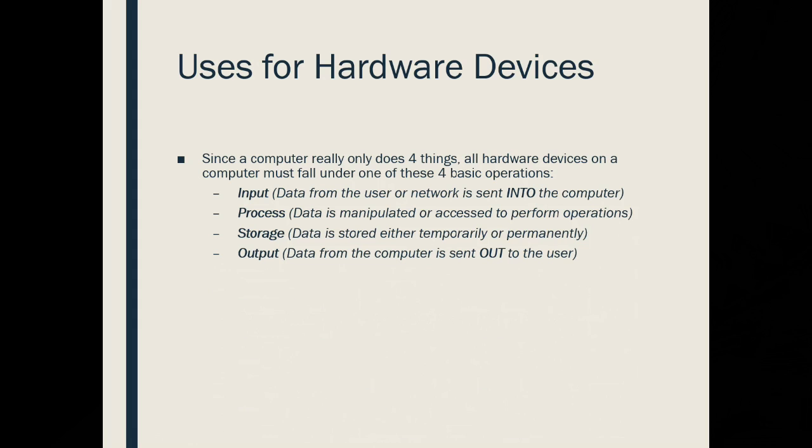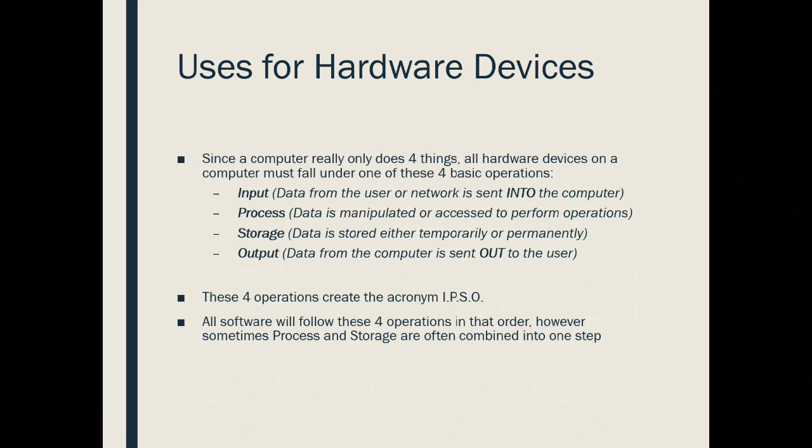And then finally, output. This is where we give feedback back to the user. So this is information coming from the computer out to the user. This can come in a variety of different formats, which we're going to talk about more in the external hardware section of the lessons. Altogether, these spell the acronym IPSO, but if we group together processing and storage, it's just going to be IPO. It all depends on how we want to look at it.